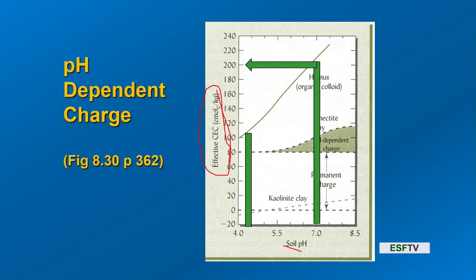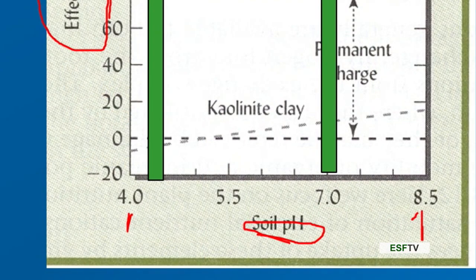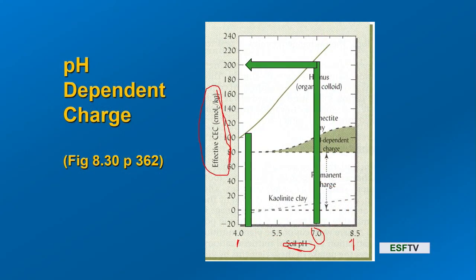Soil pH here on the x-axis. And this goes from pH of 4, acidic, to pH 8.5, alkaline. And there's pH 7, neutral in the middle. Okay. And so what's this graph telling us? So this graph tells us that, for instance, I have here organic material. And at pH 7, what's the CEC? So I do this at pH 7. I force this. I use a buffered method. So here I am at pH 7.